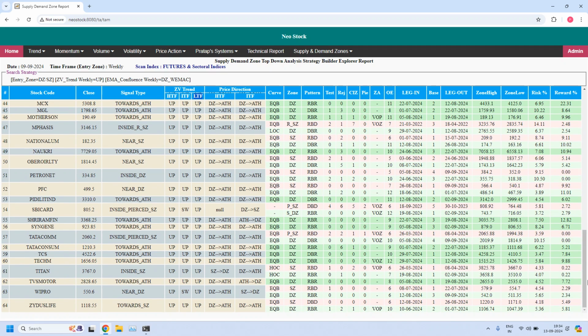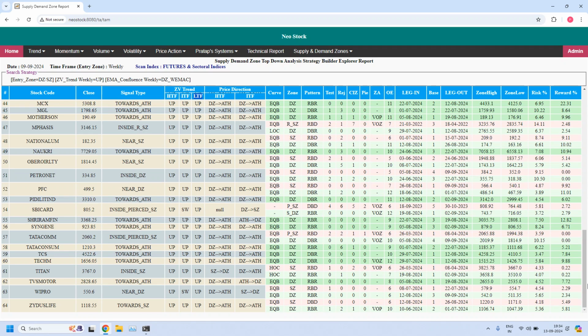So total 64 stocks. Out of 184 F&O stocks, 64 stocks are having weekly zones or uptrend. And also these 64 stocks not only uptrend, the weekly EMA confluence is also there, weekly zones. Because the list is big, let us further reduce.